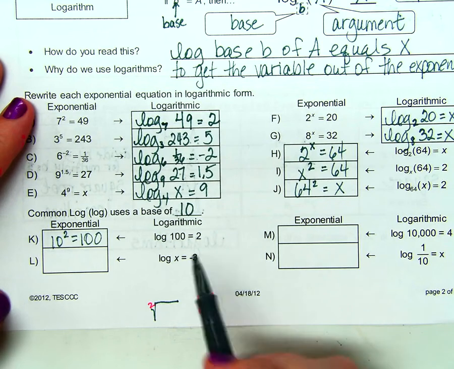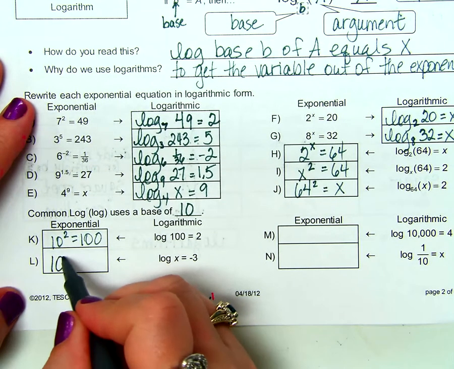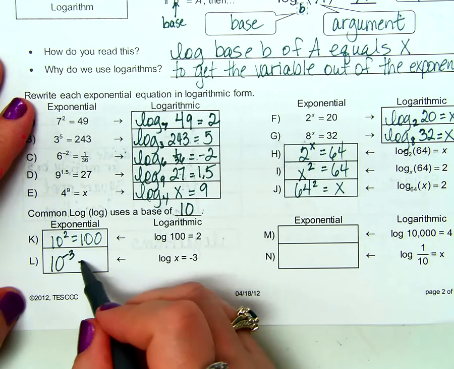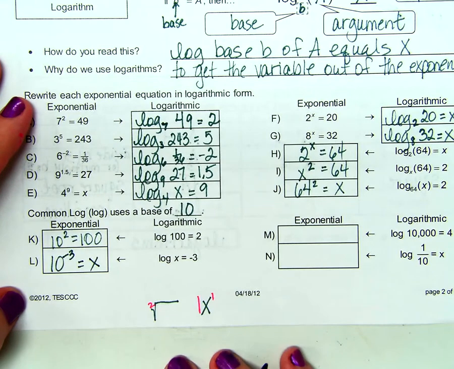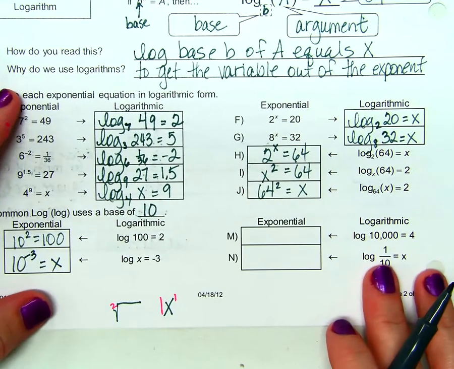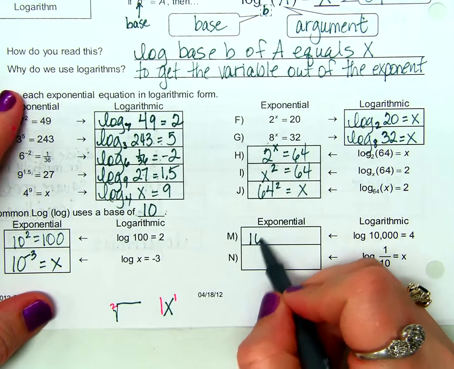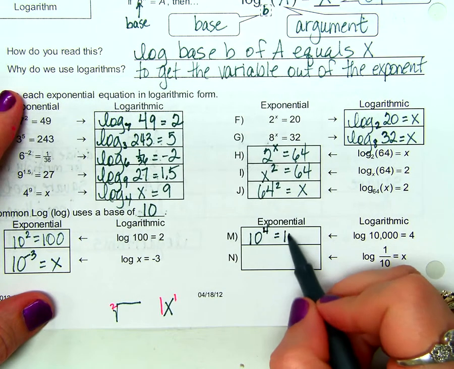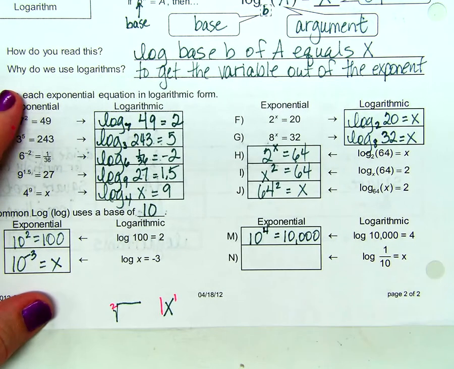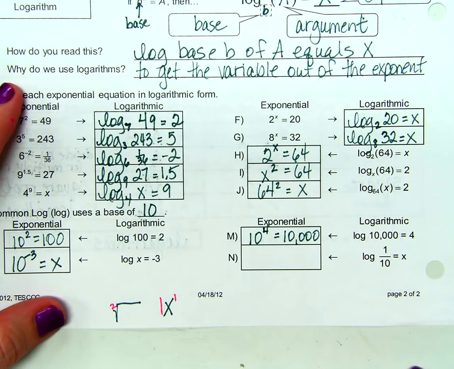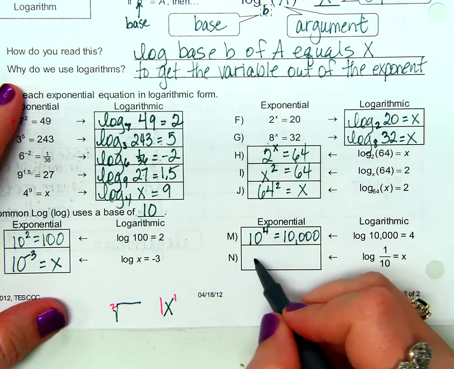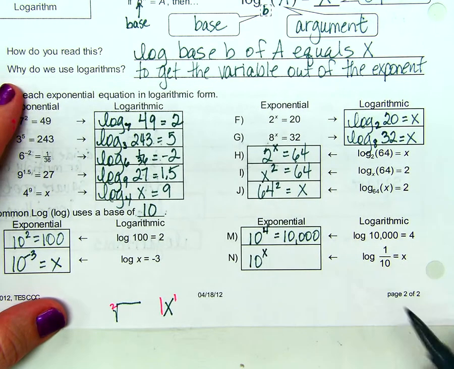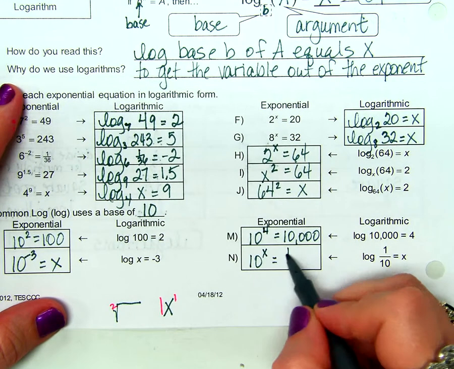Right? 10 to the negative third equals x. What about M? 10 to the fourth equals... Wait, does 10 to the fourth equal 10,000? Yes, it sure does. And what about N? 10 to the x equals 1/10.